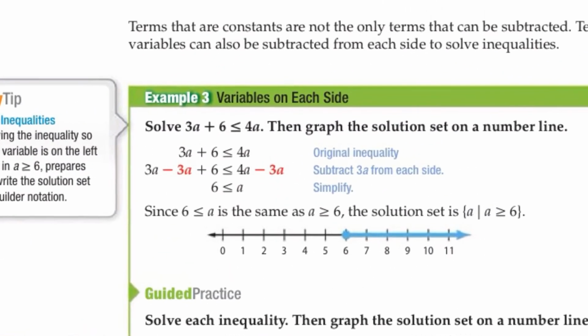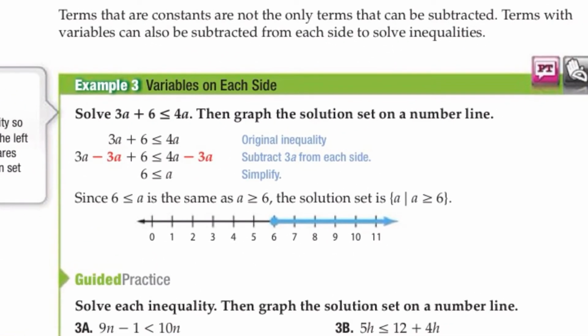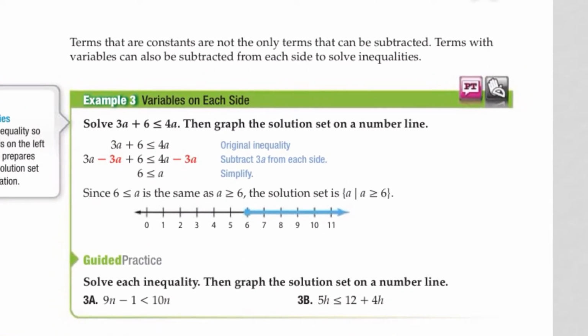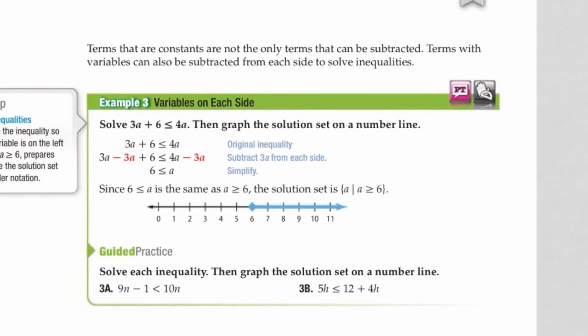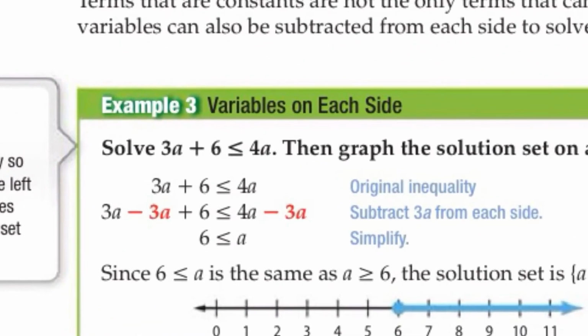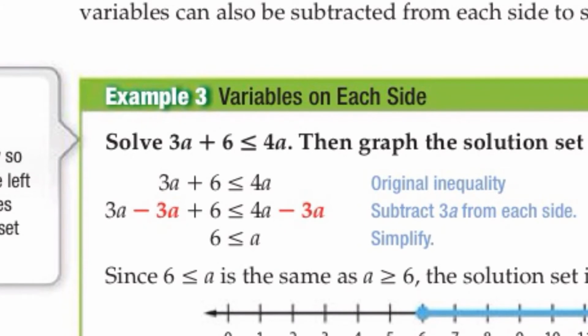Okay. Now what happens if I have the variables on both sides? Same thing, guys. We already did this with equals. Now it's just with inequalities. So look, I'm going to want all the A's on one side. So what am I going to do? Subtract 3A. Subtract 3A. Cancel. I get 6 less than or equal to 4 minus 3 is A.